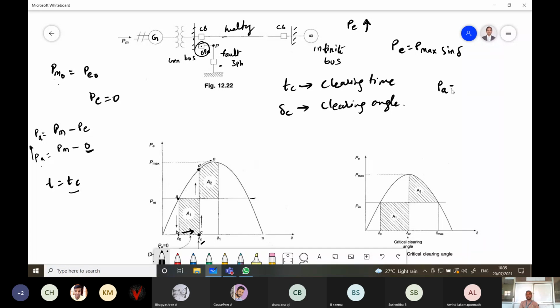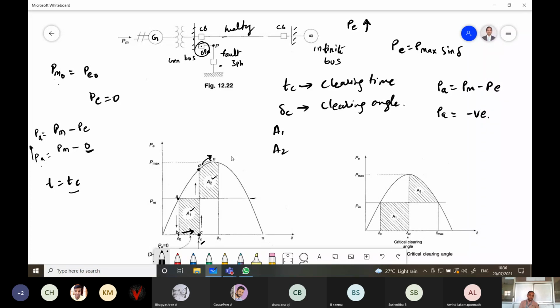What is PA? PM minus PE. Now PE is greater than PM, so the accelerating power will be negative. Negative means retardation, that is decelerating. So now it will start decelerating, and the point is shifted from D to E. We plot two areas, one called A1 and another called A2. A1 is the accelerating area and A2 is the decelerating area.